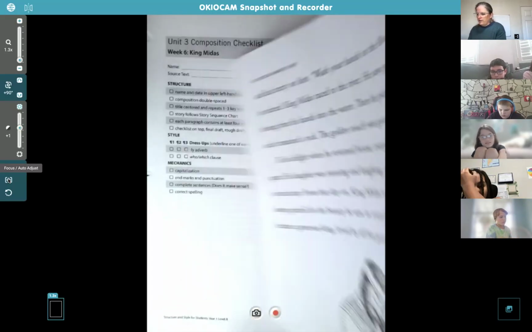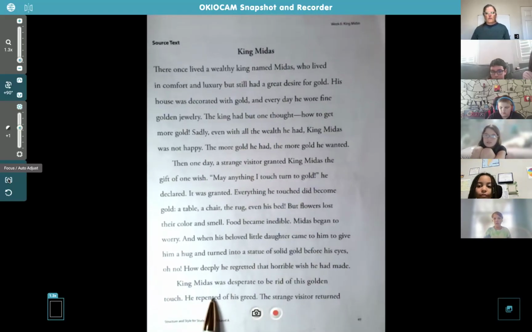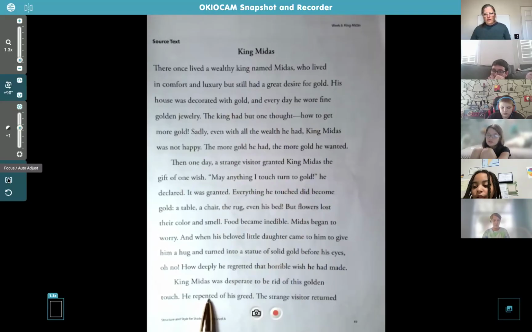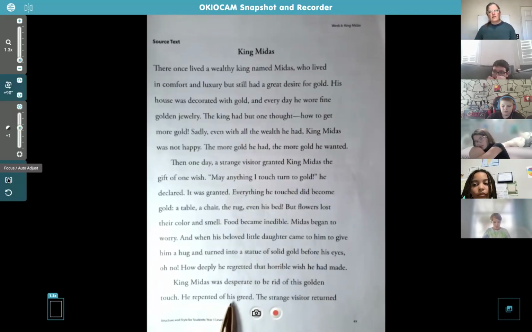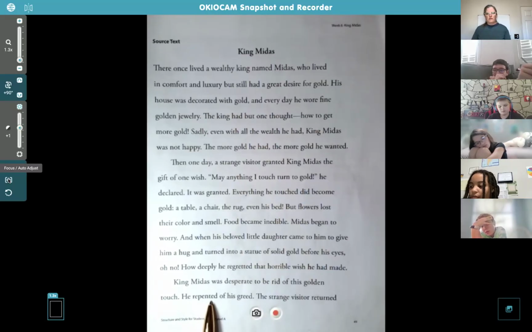It's another good one. All right. There was a word in here. Have you guys ever heard the word repented before? Does anybody know what repented means? If you know the Bible, it's in the Bible. And it's about turning away from your sin, basically, is what repented means. It means you recognize it's a sin, and you decide you're not going to do it anymore. And so that's basically what happened to King Midas, right? He knew he was greedy. He said he repented of his greed. He didn't want to be greedy anymore. So he said, I'm not going to be greedy anymore. I'm going to turn away from that. That's what repented means.